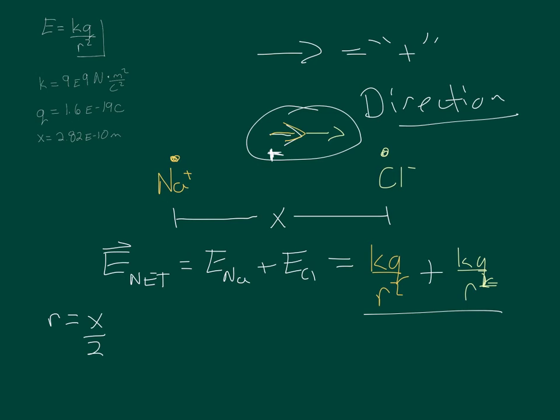So what you're actually going to do is just add these two. So kq over r squared plus kq over r squared is 2kq over r squared. So what this will look like for E net, just the magnitude here, so I'm not going to draw the vector hat, is 2kq over r squared, and remember r is x over 2 squared. And then we can start plugging some things in here.